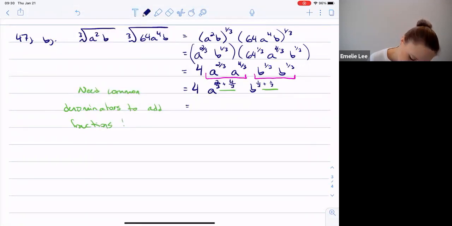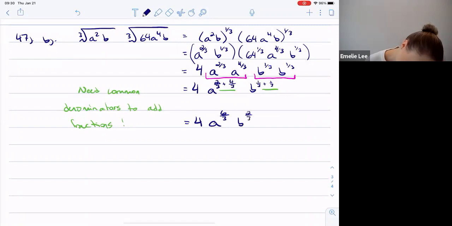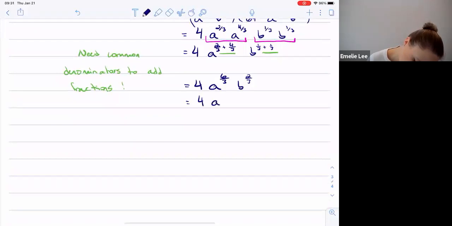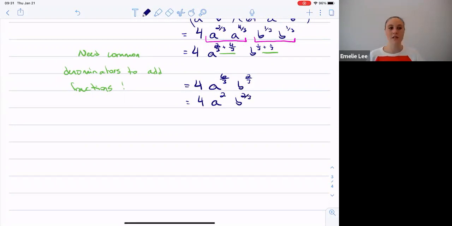And maybe I'll bump it down so I can write it nice and big. So 4 times a to the power of 2 plus 4 is 6 divided by 3, which I can simplify, but I am going to show 6 over 3 first, times b to the power of 1 plus 1 is 2 divided by 3, which becomes 4 times a to the power of 2 and b to the power of 2 over 3, which is going to stay a fraction.